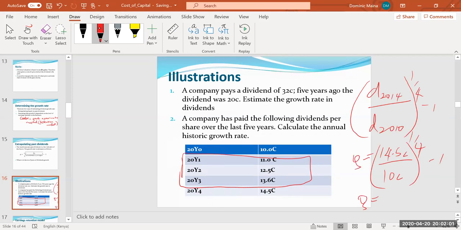Which is how much? So it grew from 10 to 14.5, and this growth has been achieved over 4 years. Therefore, to the power of a quarter, minus one. And get how much?